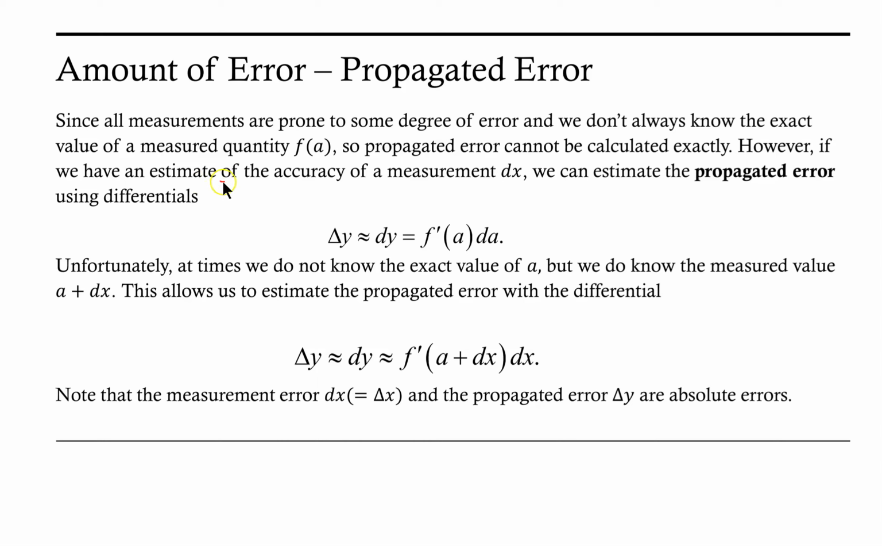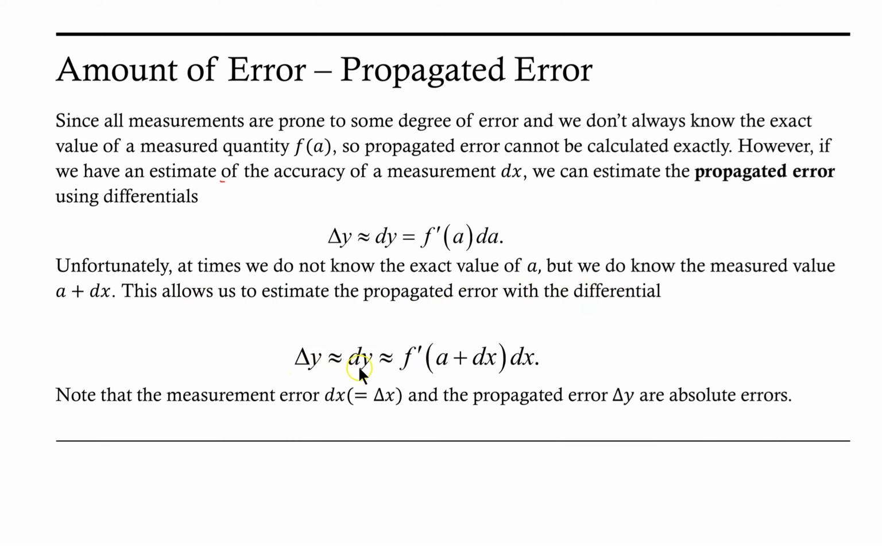However, if we have an estimate of the accuracy of a measurement dx, we can estimate that propagated error using differentials. That is, the propagated error due to a small error in measurement is approximately equal to the differential dy equals f prime of a dx. Now, unfortunately, at times we don't know the exact value of a, but we do know the measured value of a plus dx. So this can allow us to estimate the propagated error with the differential.